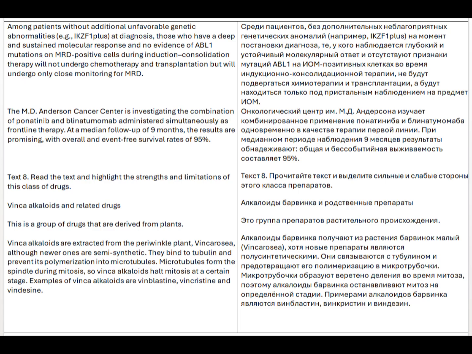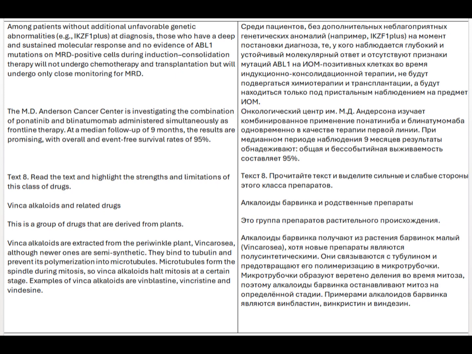The MD Anderson Cancer Center is investigating the combination of ponatinib and blinatumomab administered simultaneously as frontline therapy. At a median follow-up of 9 months, the results are promising, with overall and event-free survival rates of 95%.